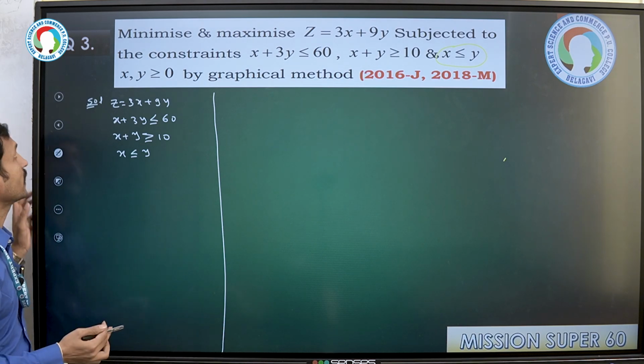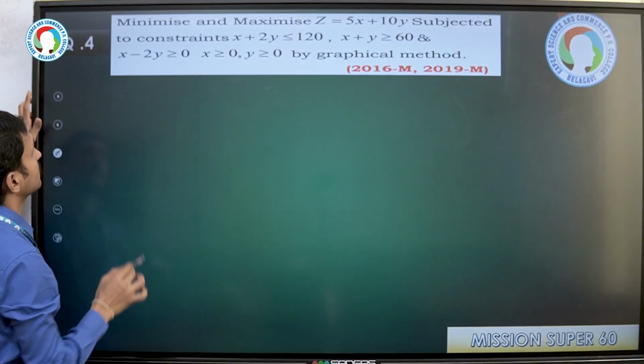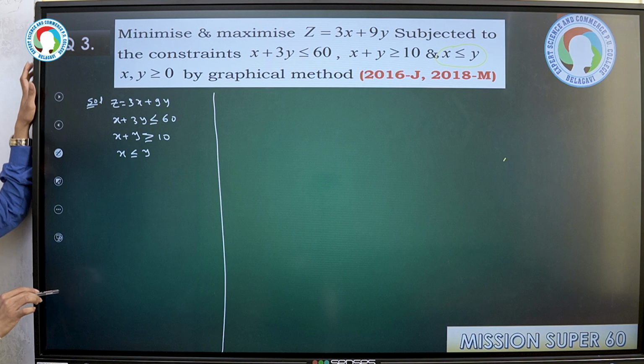This, as well as the next problem. In that one, we have x minus 2y is 0. So these two problems are very important.